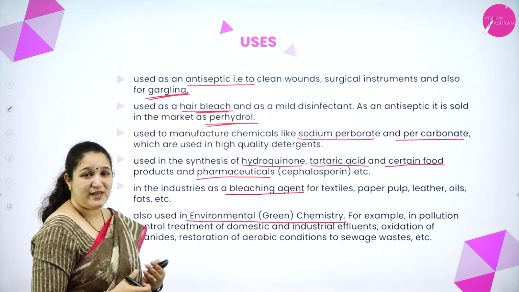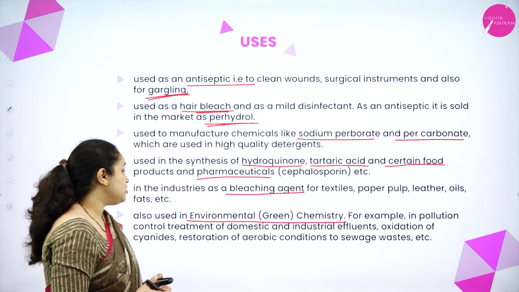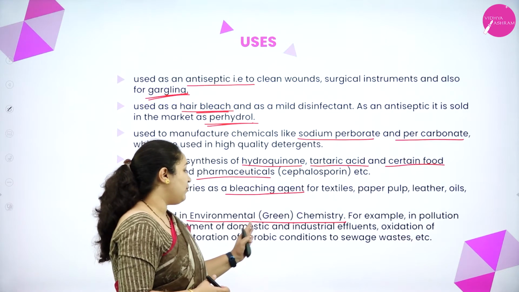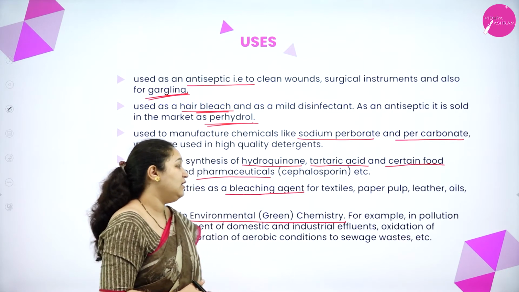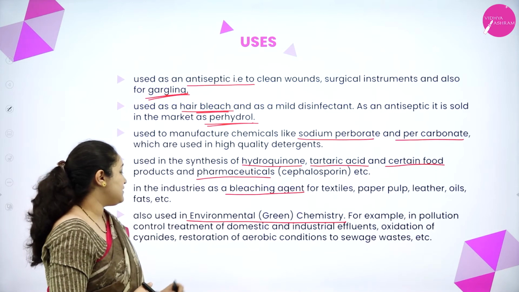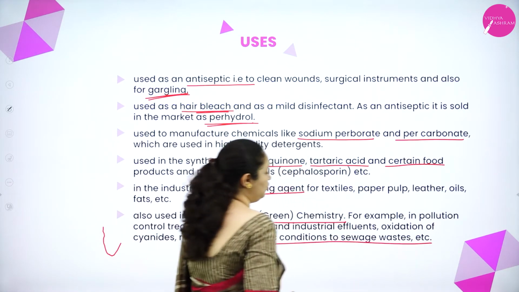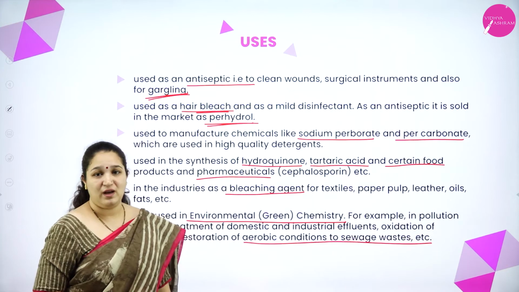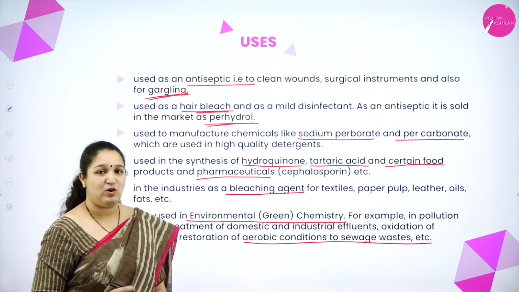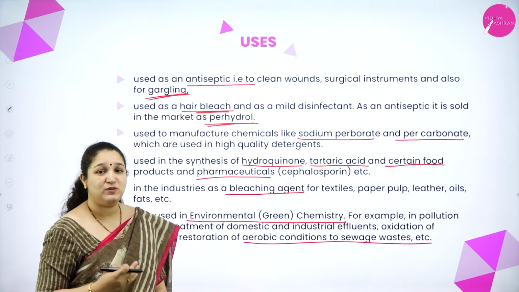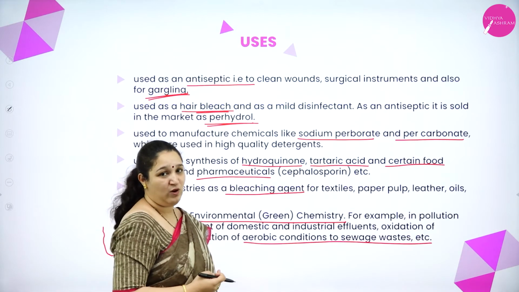Next, it is used in environmental or green chemistry, that is to reduce pollutants. Okay, for sewage treatment we can use this. Also, it is used in treatment of domestic and industrial effluents, oxidation of cyanides, and restoration of aerobic conditions to sewage treatment can be done using hydrogen peroxide. So, these are some of the uses of hydrogen peroxide.